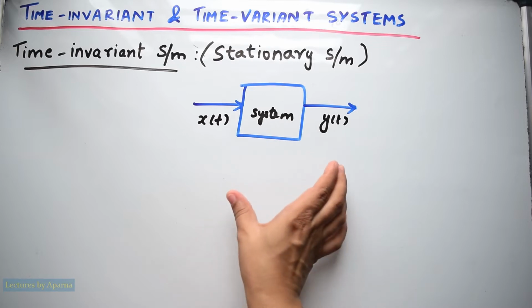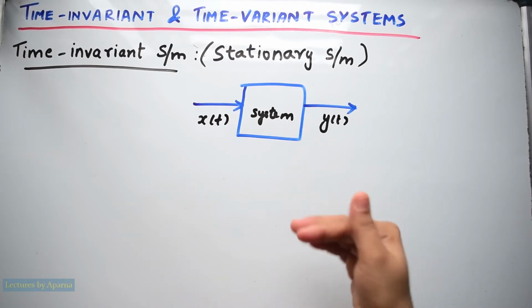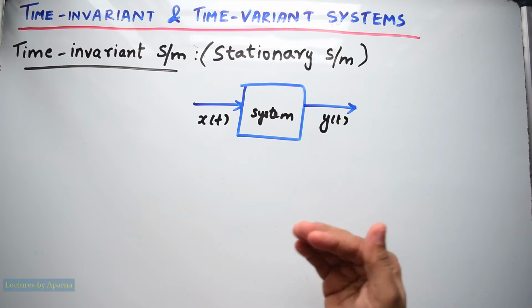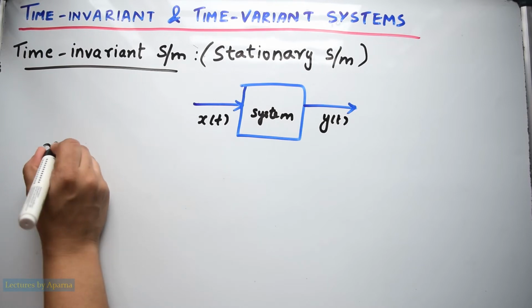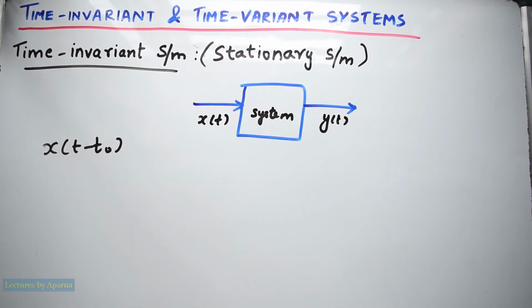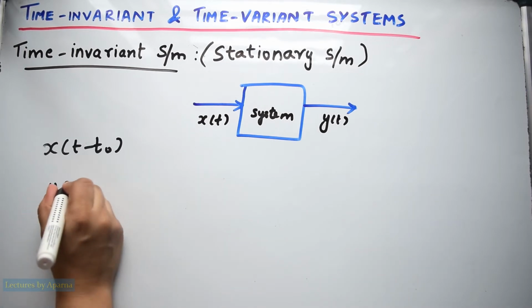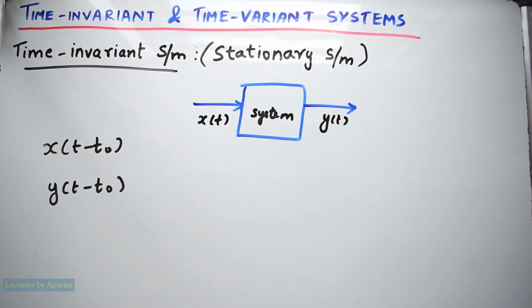So if you are considering a system like this, x of t is the input signal and y of t is the output signal. Now if you do a time shift in the input signal, say x of t minus t0, then if there is an equivalent time shift y of t minus t0 in the output, then the system is said to be time invariant.